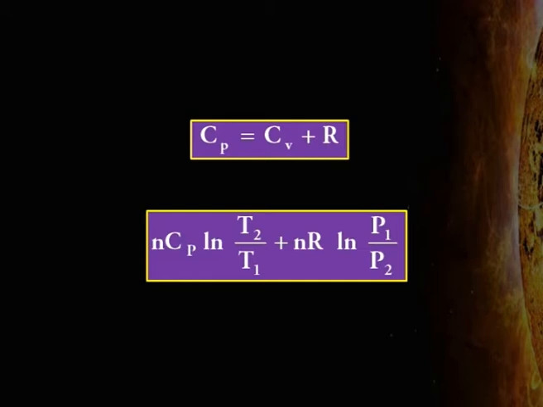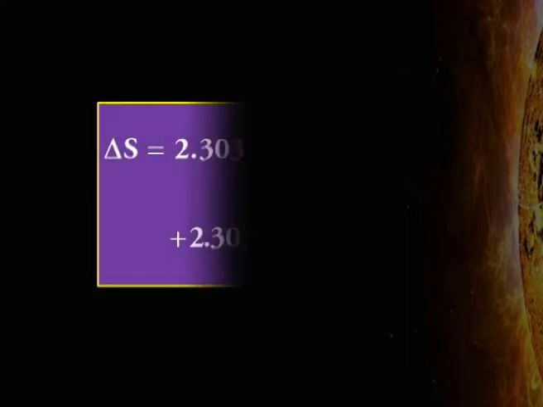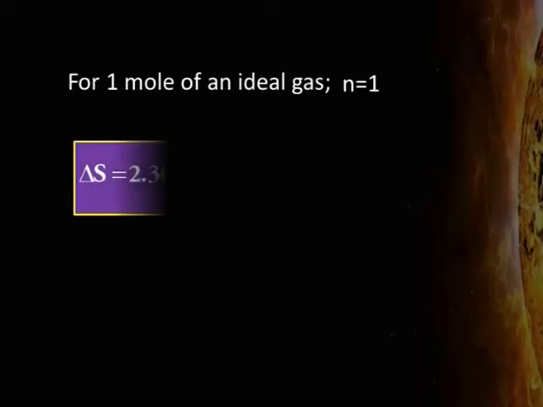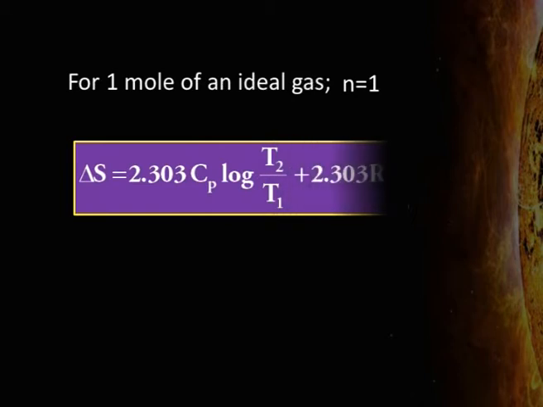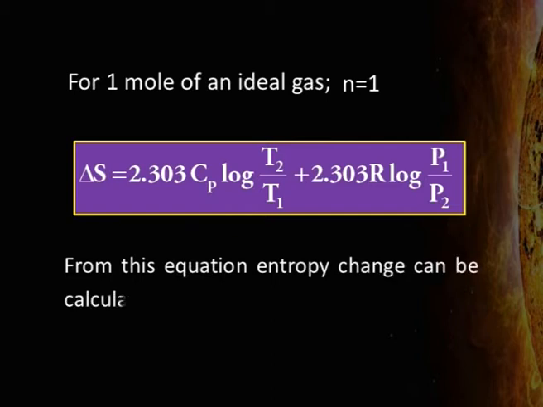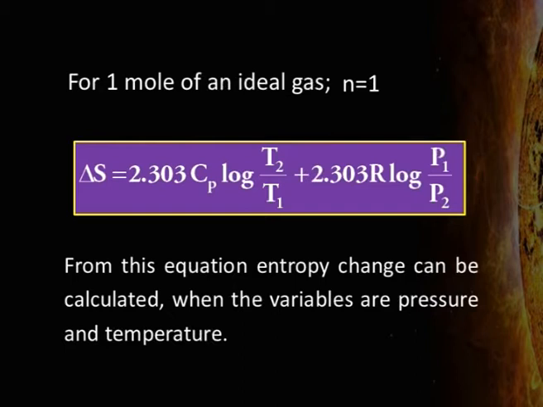Now, converting natural log into the log of base 10, we will have delta S equal to 2.303 nCp log of T2 divided by T1 plus 2.303 nR log of P1 divided by P2. For 1 mole of the ideal gas, value of n will be equal to 1. Hence, delta S will be equal to 2.303 Cp log of T2 divided by T1 plus 2.303 R log of P1 divided by P2. From this equation, entropy change can be calculated when the variables are pressure and temperature.